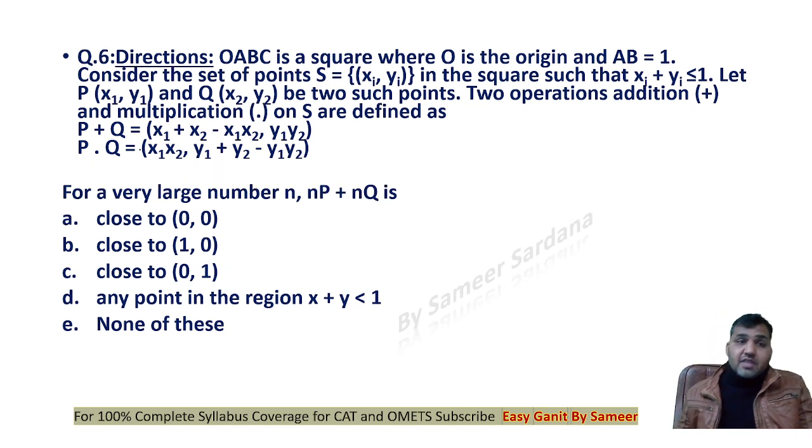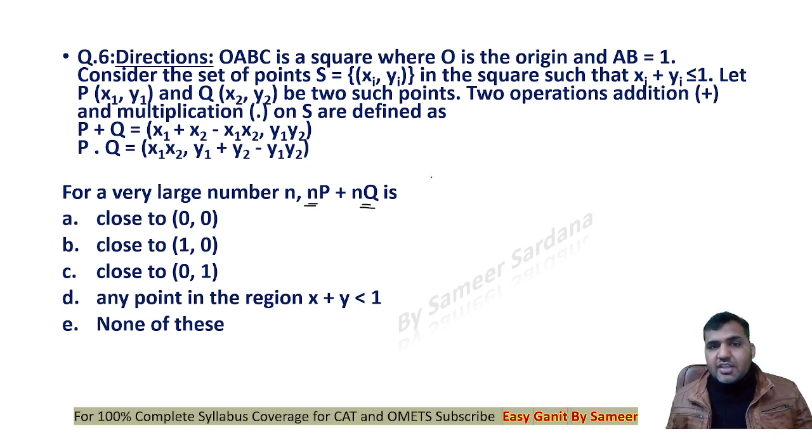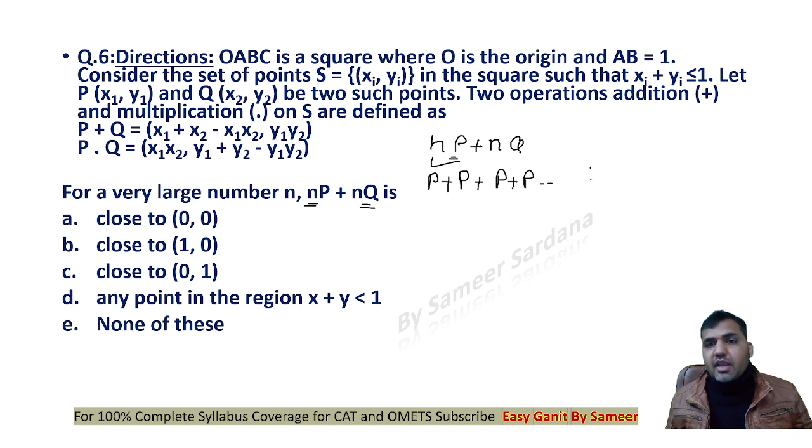Similar to this, we have the next question. So there were two questions on it. Here, n is a very large number, but in this case, we are supposed to tell what np plus nq will be close to. Now, guys, see that if I'm supposed to add P for n number of times, np is p plus p plus p plus p for n number of times. That means we are supposed to apply the addition operation here. So what will happen with the abscissa?